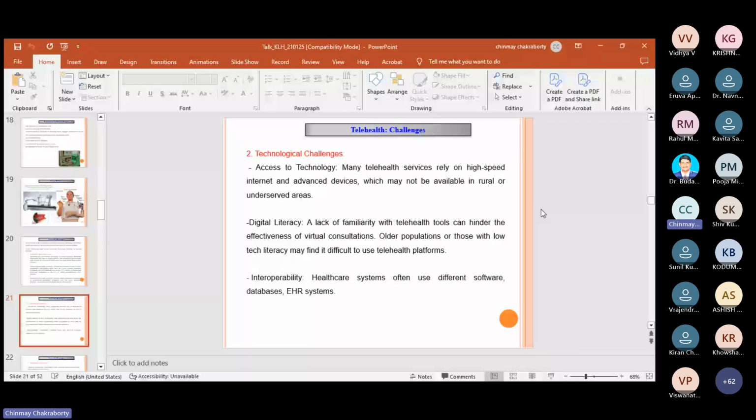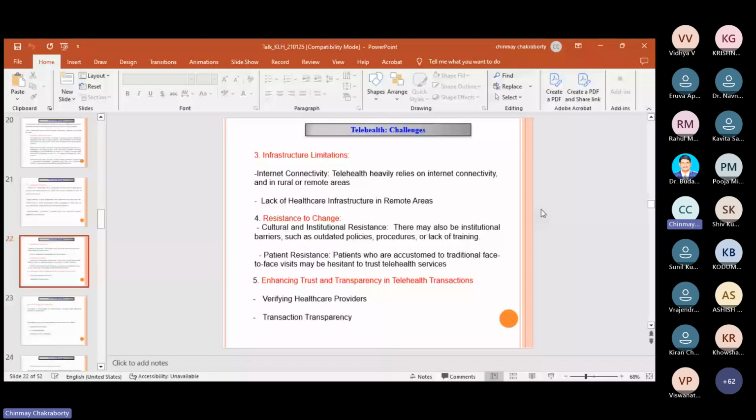Another one is interoperability. Healthcare systems often use different software, databases, and electronic health record systems. So interoperability is another issue. This means access to technology, digital literacy, and interoperability, these three sections belong under the technological challenges, right?